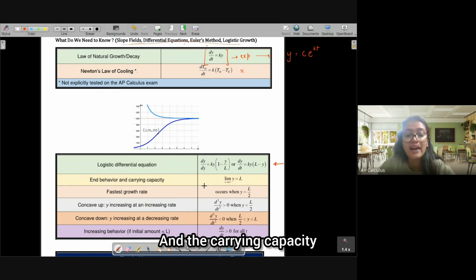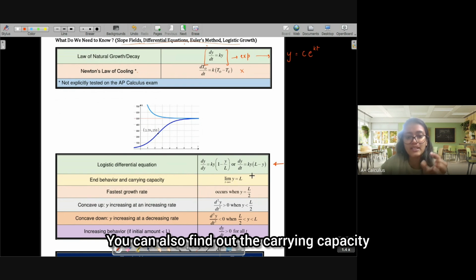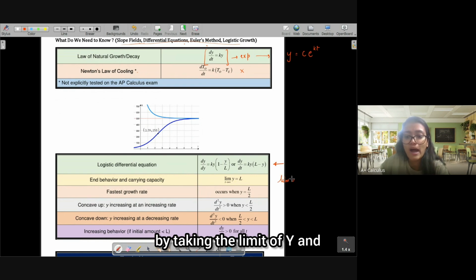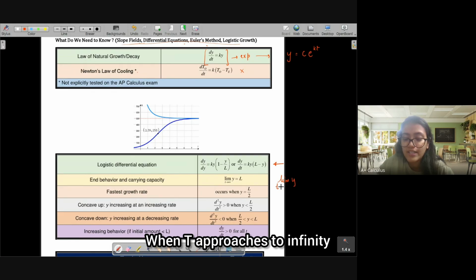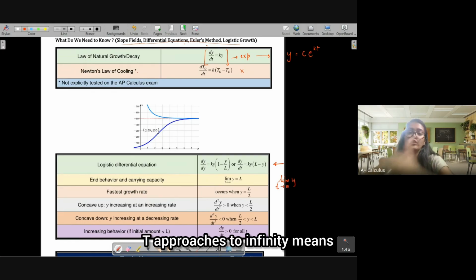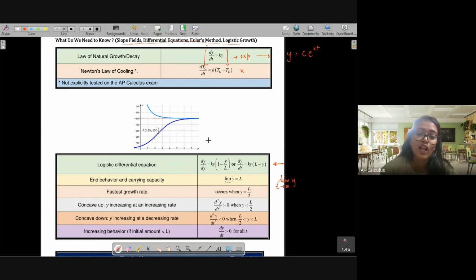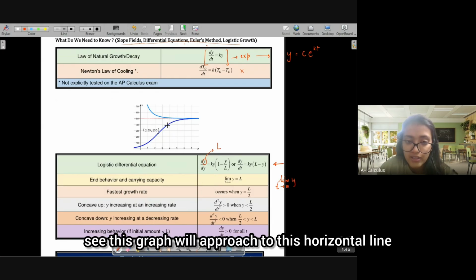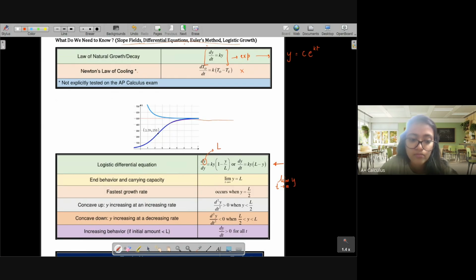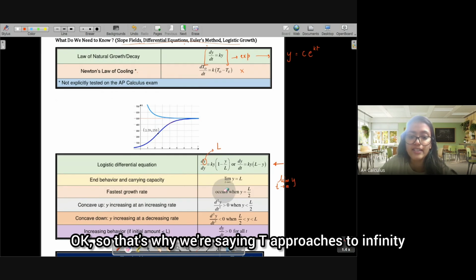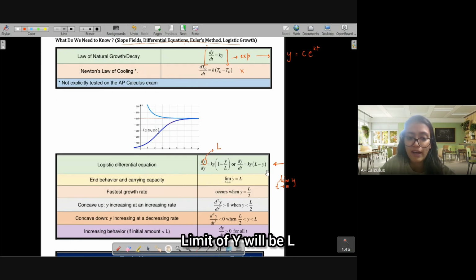And the carrying capacity, you can also find out the carrying capacity by taking the limit of y when t approaches infinity. What does this mean? T approaches infinity means when time is so long, like infinitely, when you're moving infinitely in time. So your population, which is y, will reach capital L. After some point, this graph will approach this horizontal line. So that's why we are saying as t approaches infinity, the limit of y will be L.